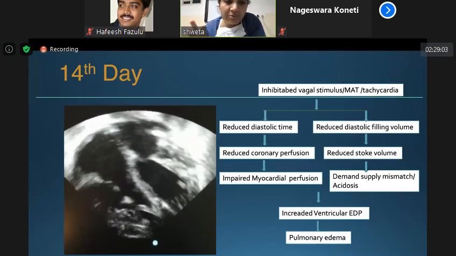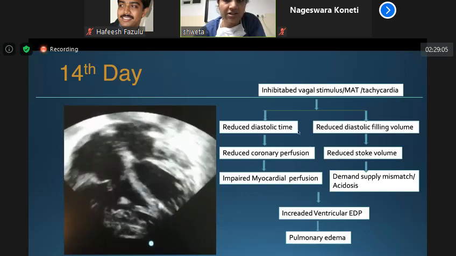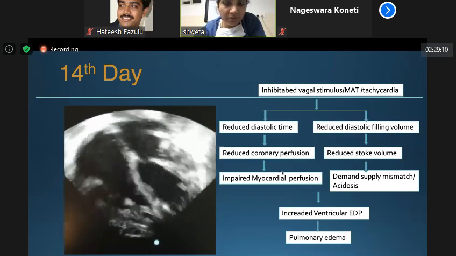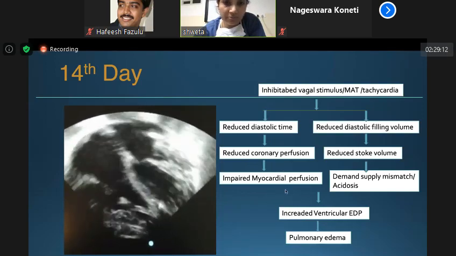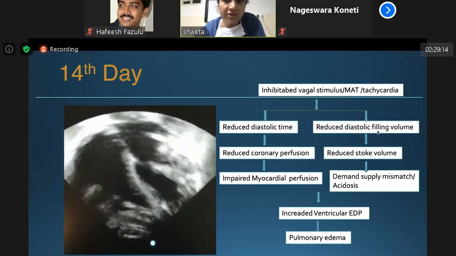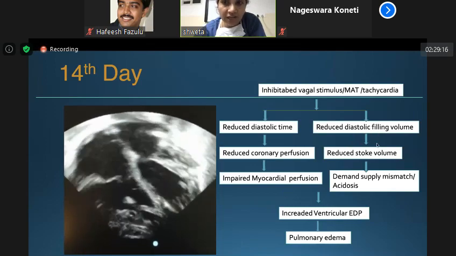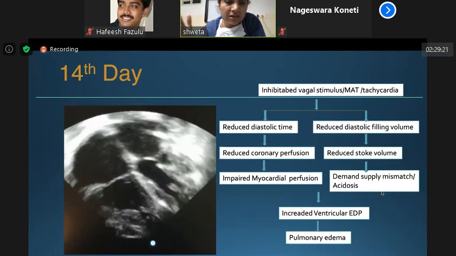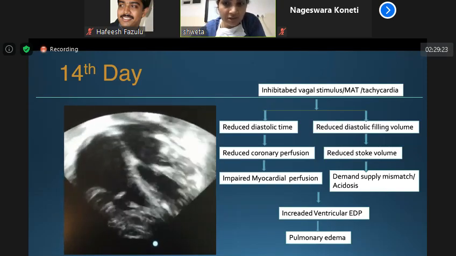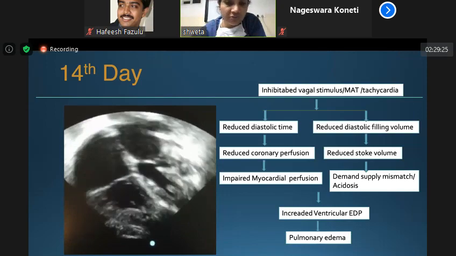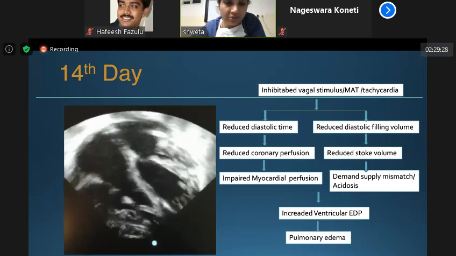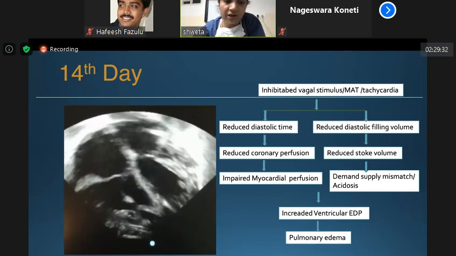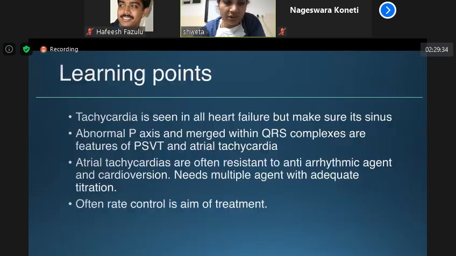Now, the mechanism of ventricular dysfunction, as I said, is a reduced diastolic time, which will further reduce the coronary perfusion and cause impaired myocardial perfusion. And because there is a reduced diastolic filling volume, the stroke volume is further reduced. And then there is a demand-supply mismatch, which leads to acidosis and also increased ventricular EDP. And then they present with pulmonary edema and ventricular dysfunction. So control of heart rate is very essential in all these cases.